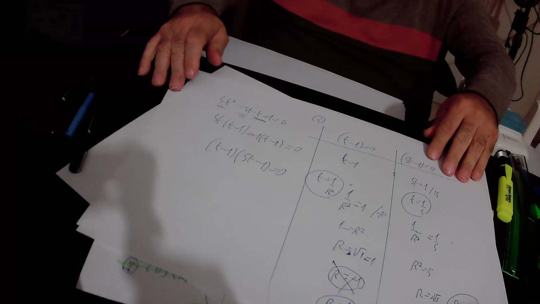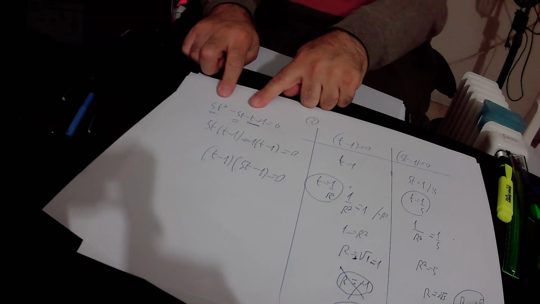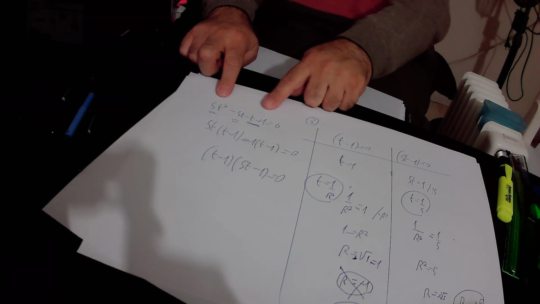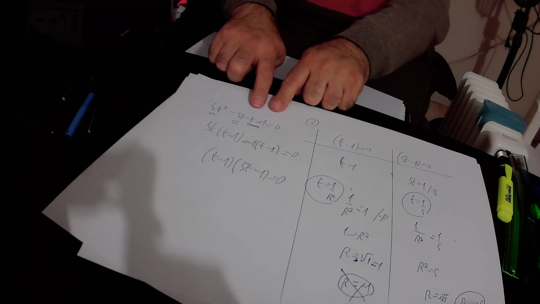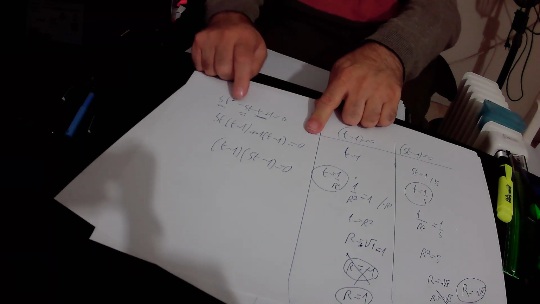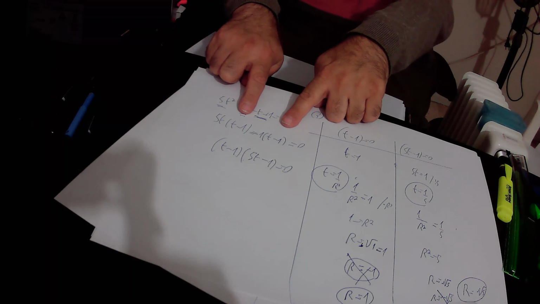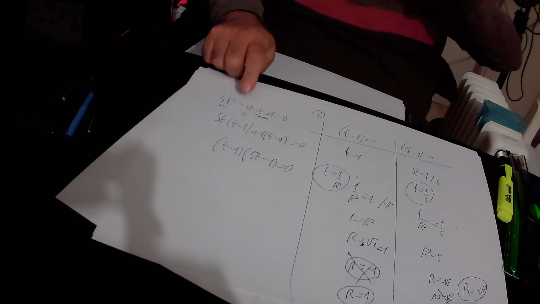Then we took out 5t as a common factor from those two expressions. So inside the brackets, we left t minus 1. Then we took out a common factor of minus 1 from those two expressions. So inside the brackets we left t minus 1, which is equal to 0. Then we took out t minus 1 as a common factor from those two expressions. So inside the brackets we left 5t minus 1 that is equal to 0.